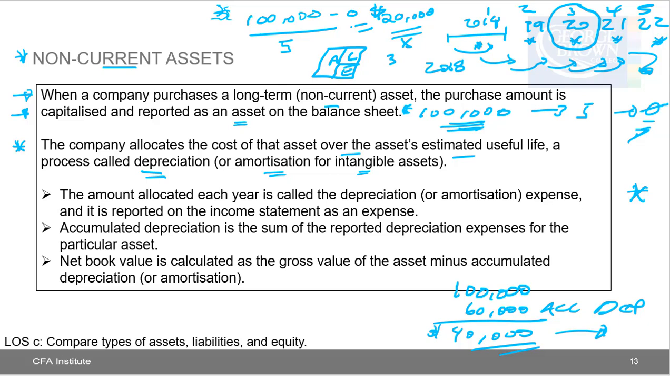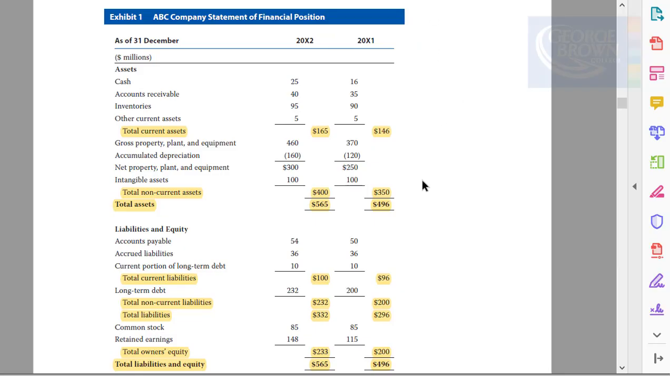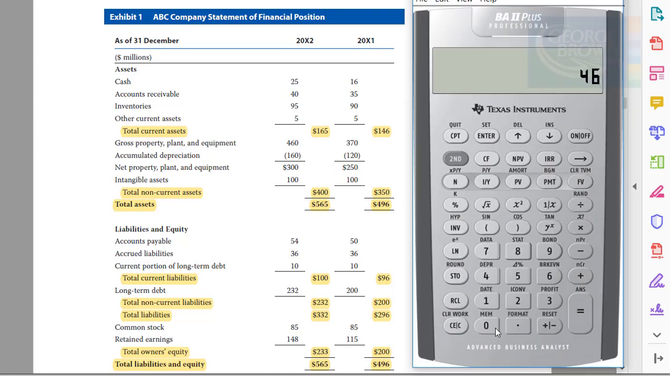Okay, so going back to that balance sheet, I'm just going to pause it here. We saw that the gross property, plant, and equipment was $370, and the accumulated depreciation was $120 for 20X1. And we can see that the gross property, plant, and equipment is $460 for 20X2. So a couple of things pop out at you. You can see that the company added gross property, plant, and equipment in 20X2 because the number is higher, 460 minus 370. There might be other transactions we don't know about, but regardless, at least at gross level, the gross property, plant, and equipment is increased by $90 million.